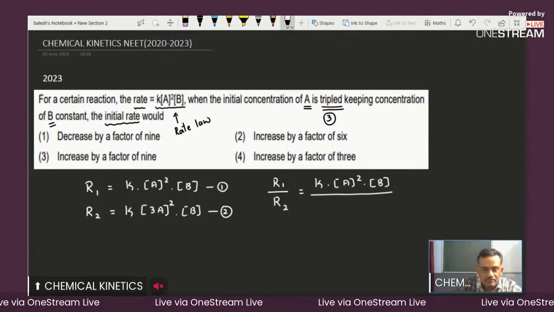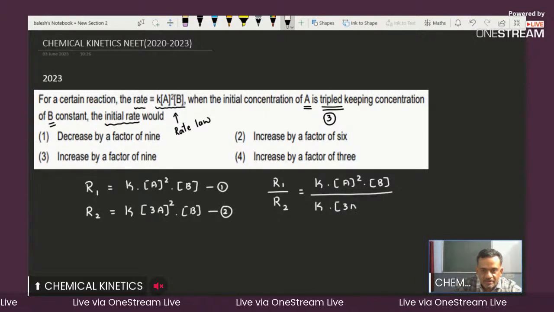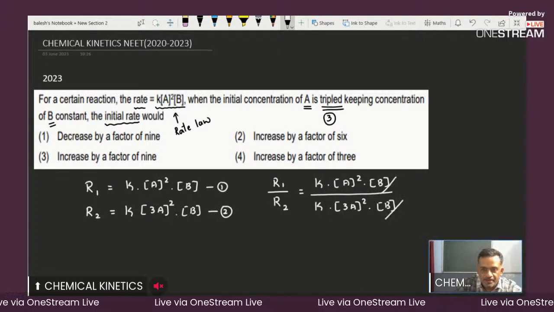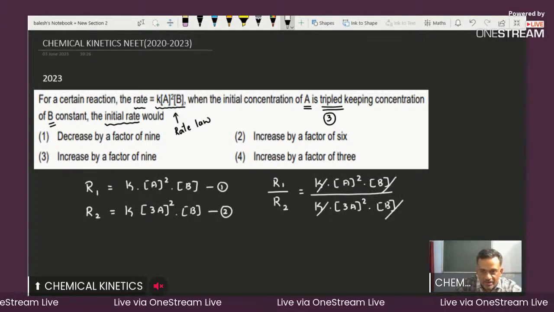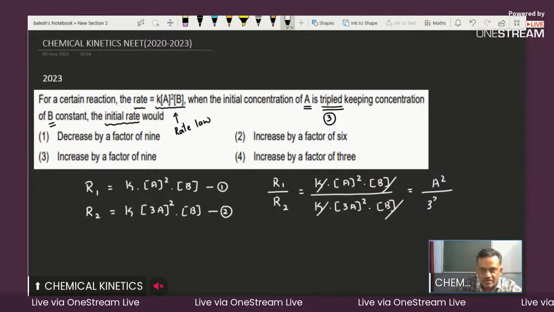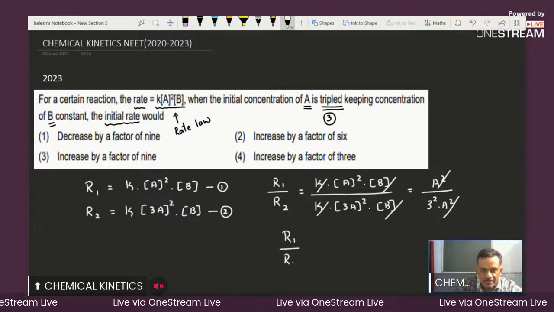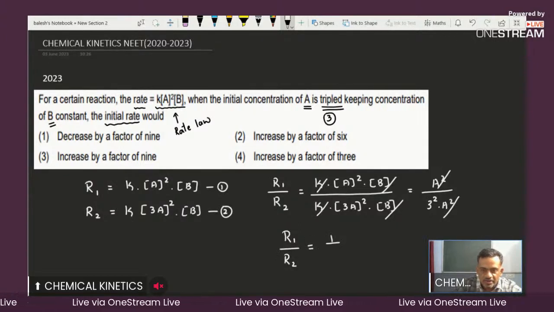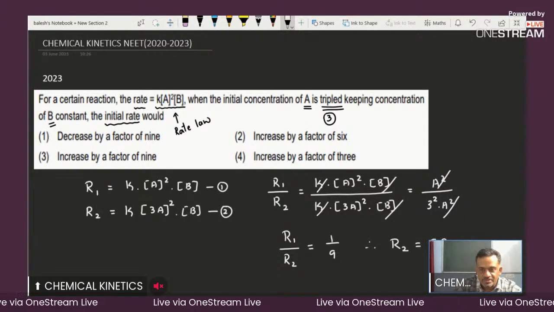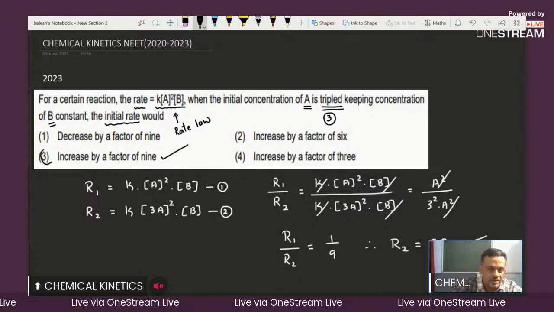What is R2? R2 is K, with A increased three times, so 3A raised to 2. B is kept as it is. So cancelling B as well as K, I am left with A square in the numerator. In the denominator I am left with 3A square, which is 3 square into A square. A square gets cancelled. So R1 by R2 is 1 by 9. Therefore the new rate becomes 9 times. So your answer is that it increases by a factor of 9. So the third option is your answer.